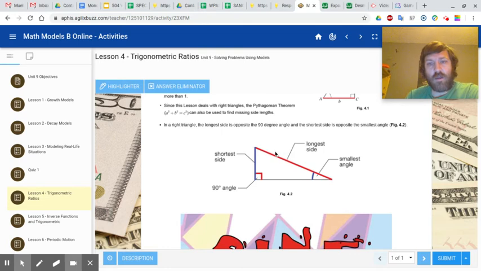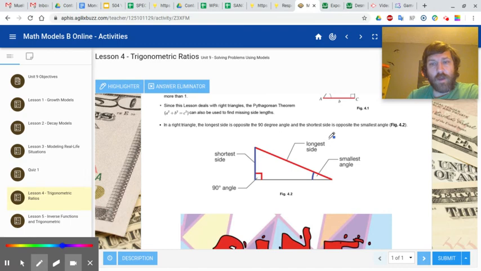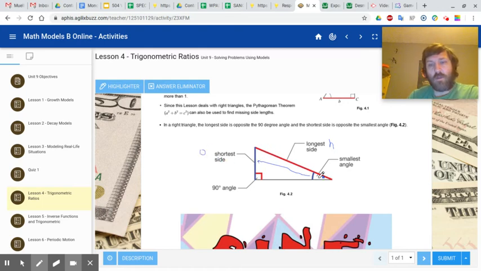The longest side we know is what we call the hypotenuse. You've probably heard that term before, usually represented by an H. The shortest side is going to be one of two legs, but it all depends on what angle you're looking at. If we're looking at this angle and we go across the triangle, we would call this side the opposite side. And then we would call this side down here the adjacent side. We're going to use this terminology a lot: hypotenuse, opposite, and adjacent.